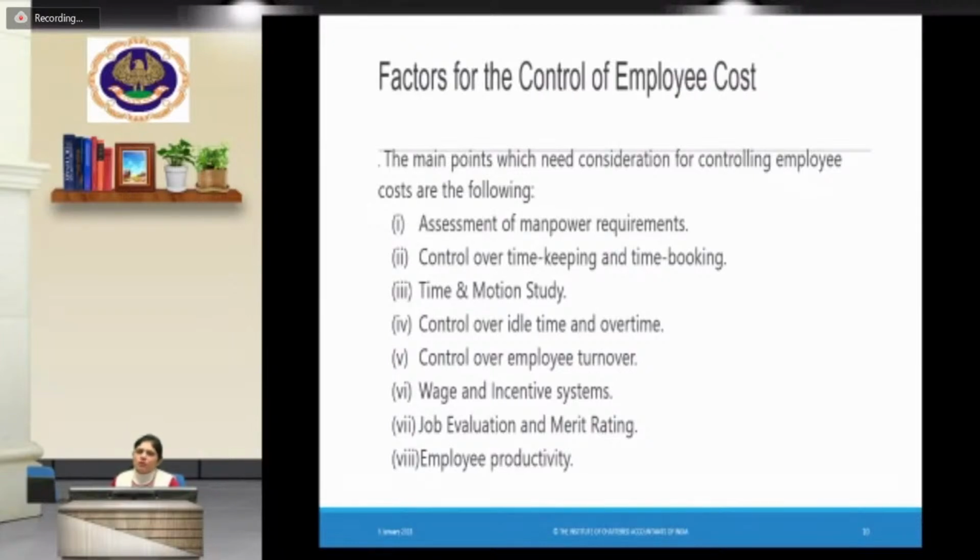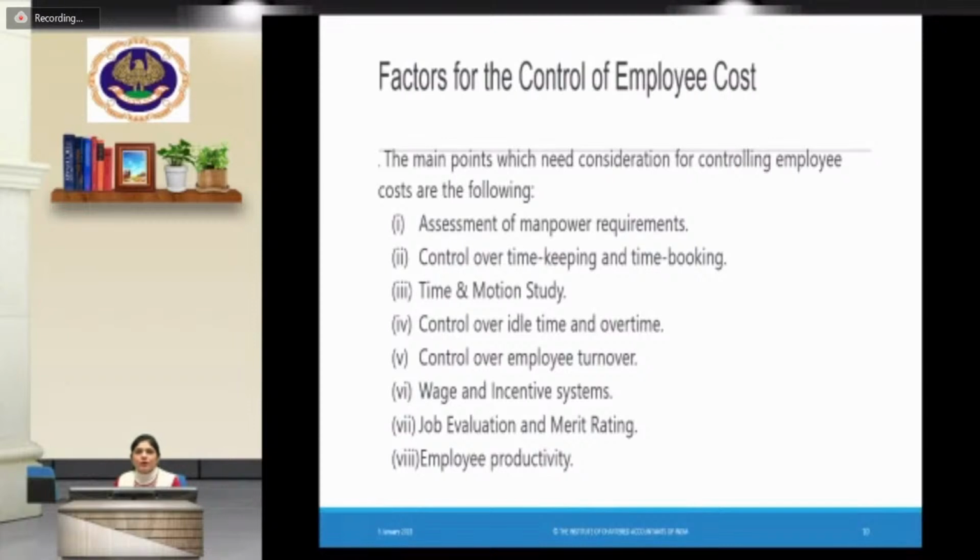Factors for control of employee cost. The main points which need consideration for control of cost are assessment of manpower requirements, control over timekeeping and time booking, time and motion study, as I just explained. So time study is where we record the time taken to perform a job. In motion study, we monitor and measure every activity which is done on the job. All right. Control over idle time and overtime we will be understanding in this session.